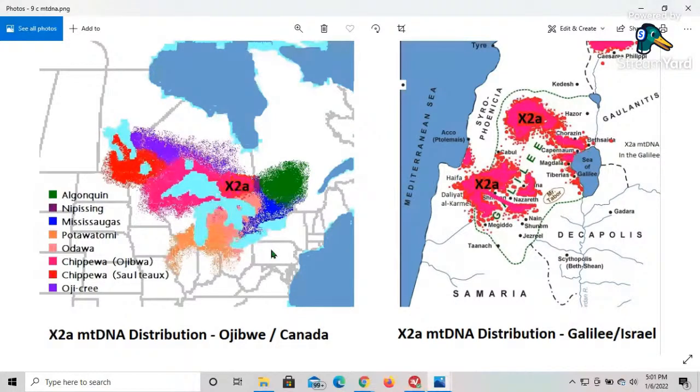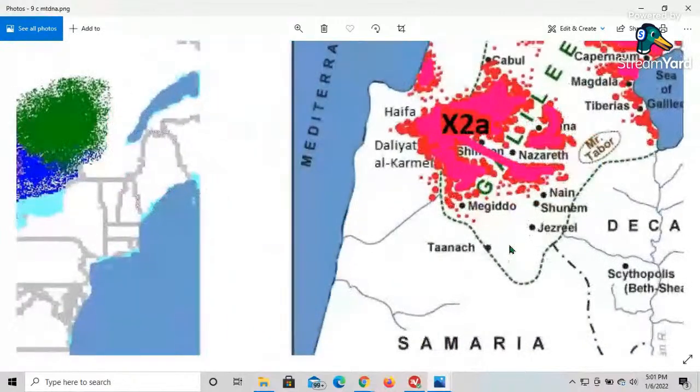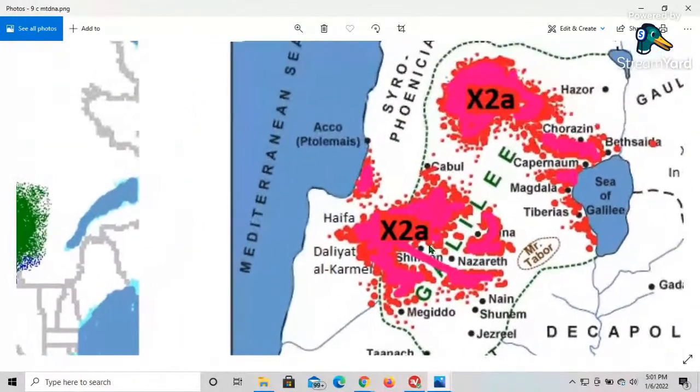So the Phoenicians, see, this is Syro-Phoenician right here. The Phoenicians reportedly were sailing ships all the way to America mining copper in this area here. And oops, look at that. Mitochondrial DNA of the X2 of the Phoenicians in America. Look at that. Isn't that interesting? Interesting.